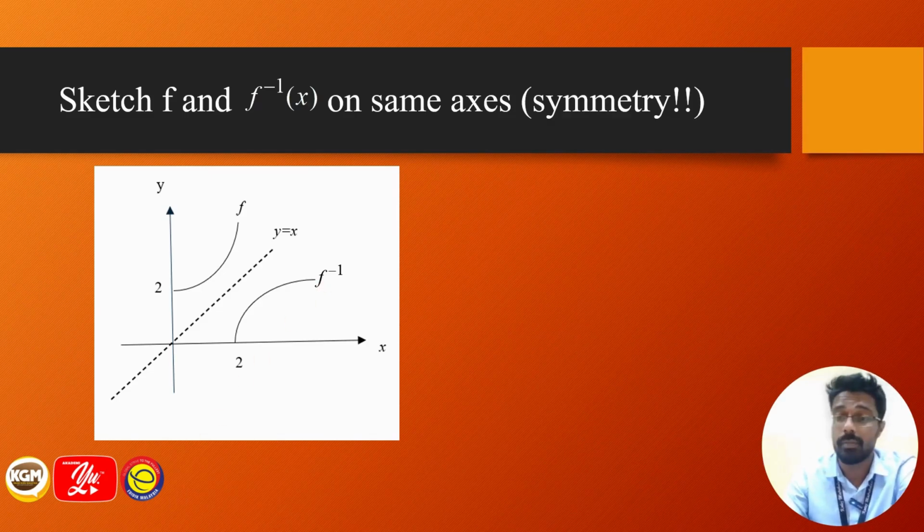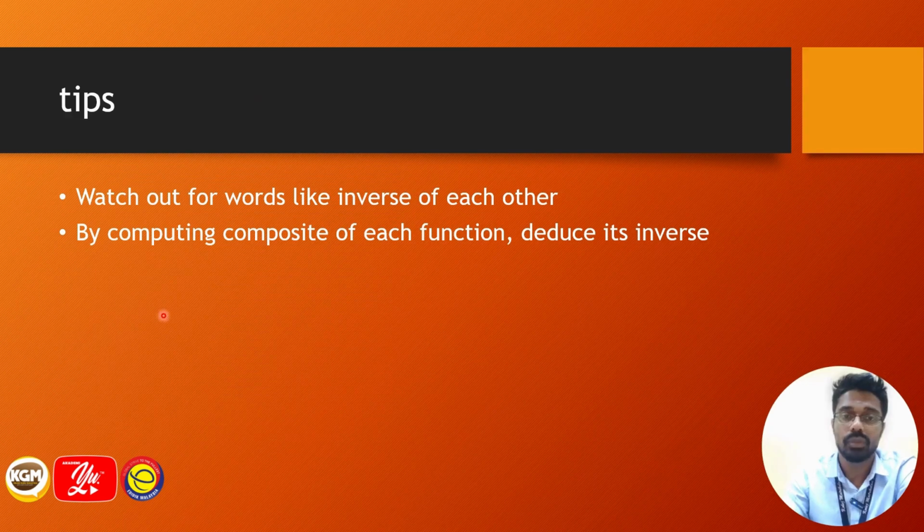And I would like to wrap up by talking about some tips. Watch out for the words like inverse of each other. So in order to do that, you need to go and find the composite of each other. Meaning to say, if they ask you to do FG, GF, so that is.